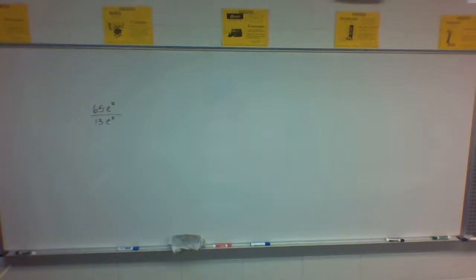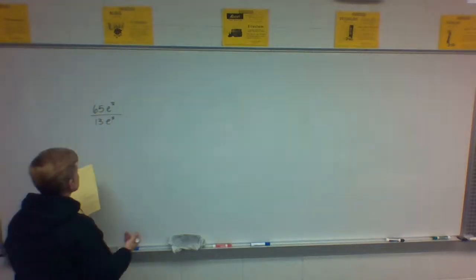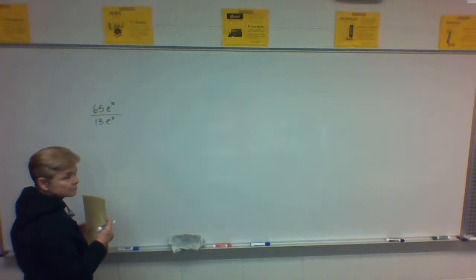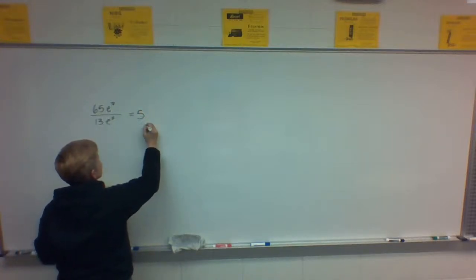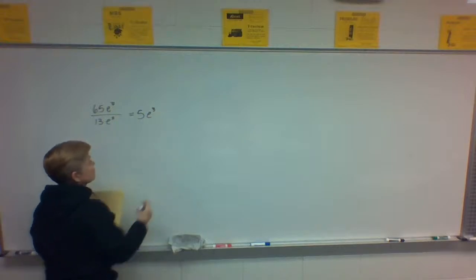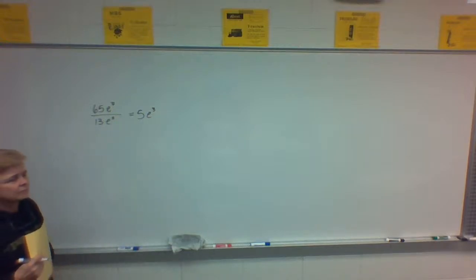Whatever 65 divided by 13 is, to e to the third. Well, 65 divided by 13. Does 13 go into 65? Yes. That's 5. It's 5. 5 what? E to the third. Done. That's all that's expected. Y'all see it?